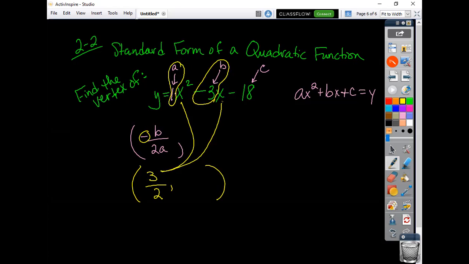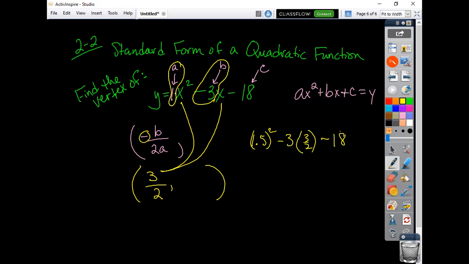So let's see, that would be 3/2 or 1.5 if you want to use decimal. If you want to use fractions, that's fine, however you want to do that. Squared, minus 3 times 3/2. Look at, I'm mixing decimals and fractions. That's crazy. All right, then minus 18.